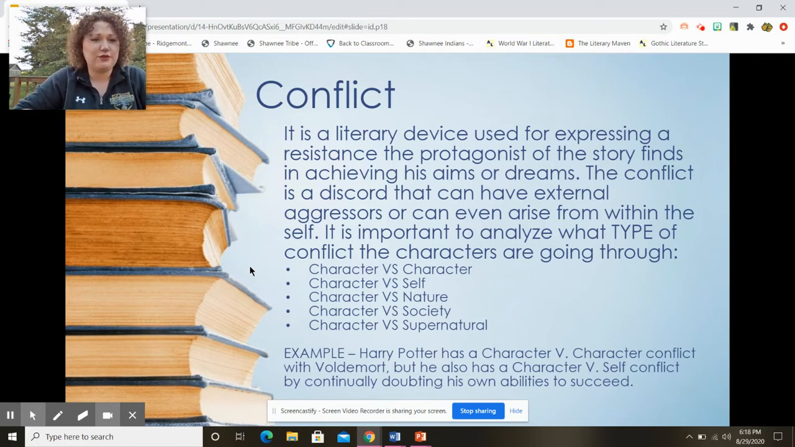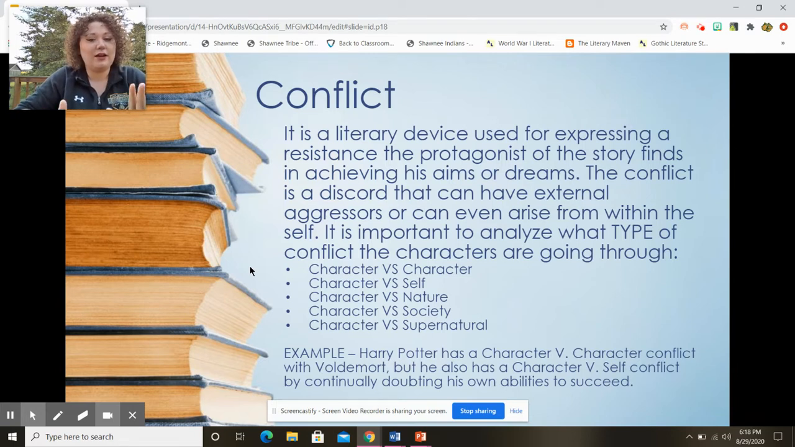Then you also have character versus supernatural. The show Supernatural is a perfect example of this. Your protagonists are fighting against ghosts, they're fighting against fate. So in Hercules, fate itself is a conflict for him because he can't fight what he was meant to do in his life. So you're fighting something that is otherworldly within that conflict.